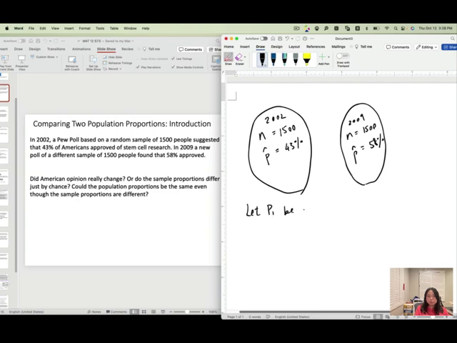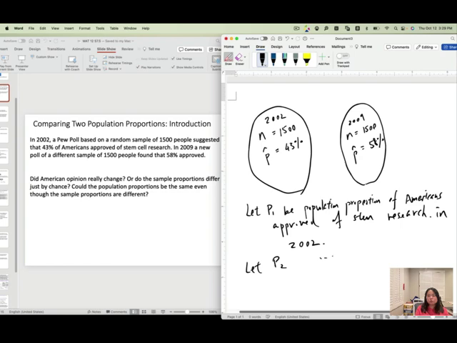First, we're going to let P1 be the population proportion of Americans who approve of stem cell research in 2002. And then we let P2 be the same thing, but this time in 2009. So we have population 1 and population 2. For the sample size, we say n1 and sample proportion p hat 1, and this is n2 and sample proportion p hat 2.